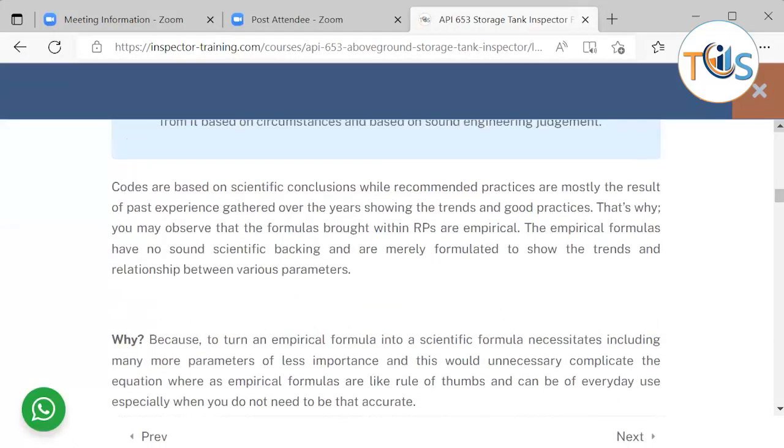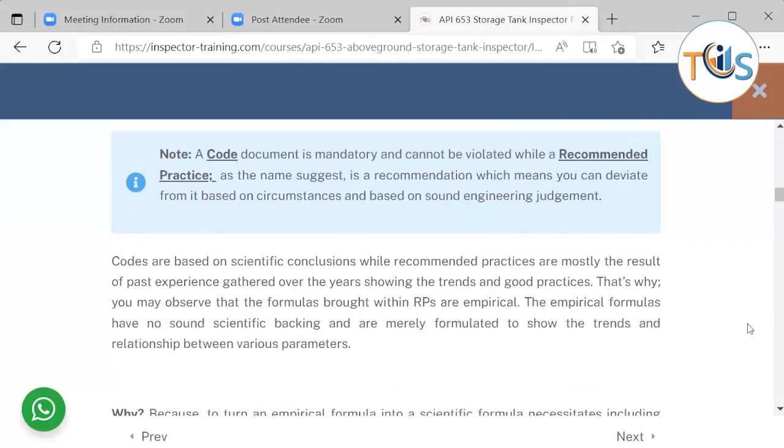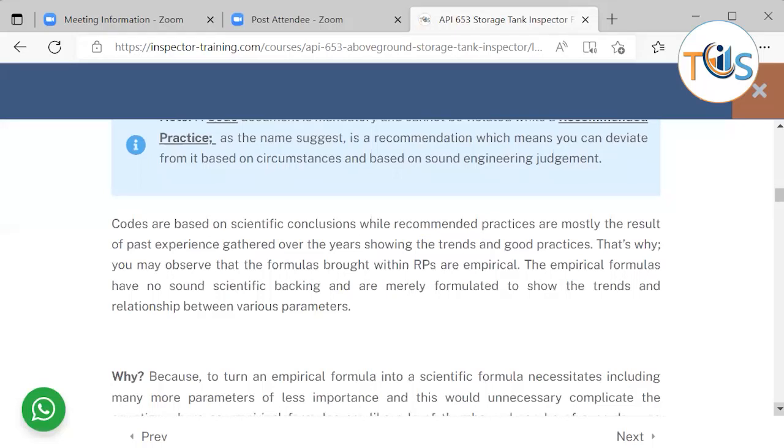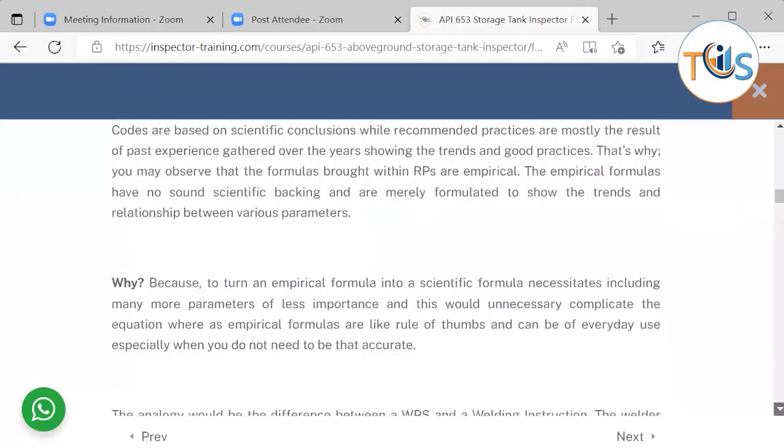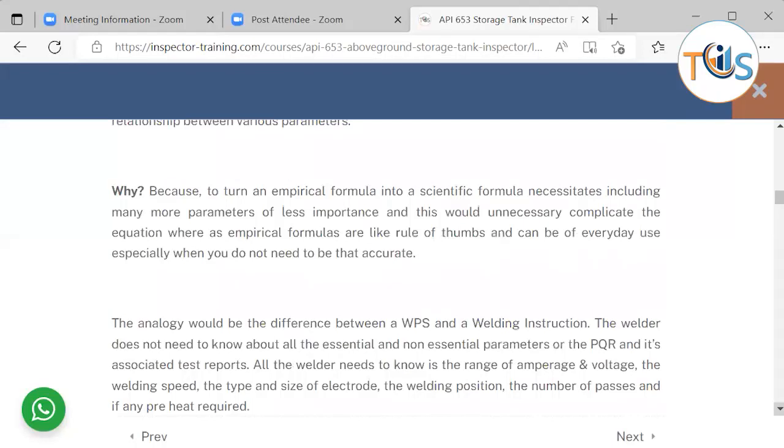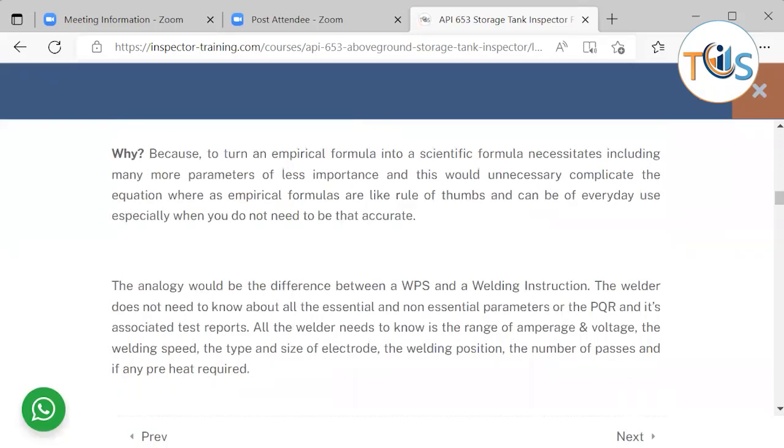You should understand what's the difference between a code, a standard and a recommended practice. Codes are normally scientific based, whereas recommended practices are more empirical, or they show you the trends based on experience and engineering practices. So the codes or the standards cannot be violated, whereas the recommended practices are advisory and it's just a recommendation, as the name suggests.